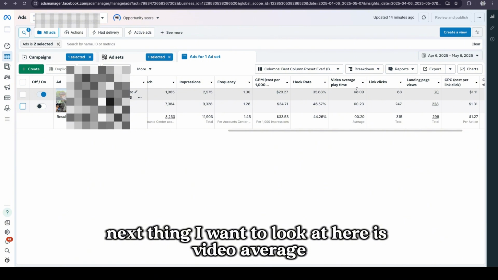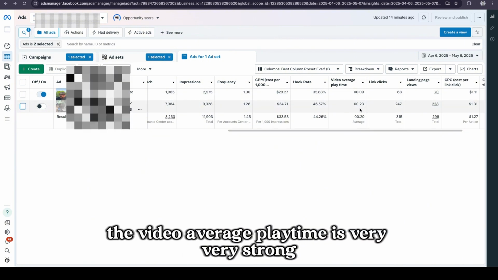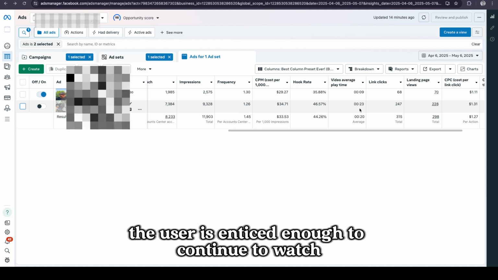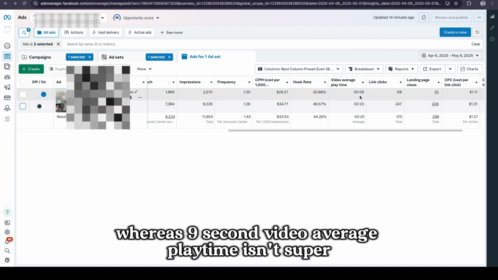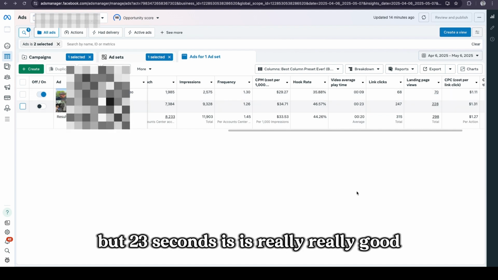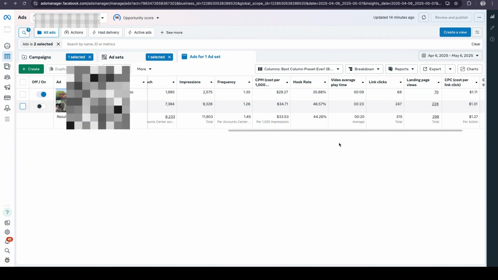Next thing I want to look at here is video average playtime. You can see for this bottom creative, once again, the video average playtime is very, very strong. This indicates that there's a strong message. The user is enticed enough to continue to watch, whereas 9-second video average playtime isn't super terrible in my experience, but 23 seconds is really, really good. And obviously this bottom ad beat out the top ad in this instance.